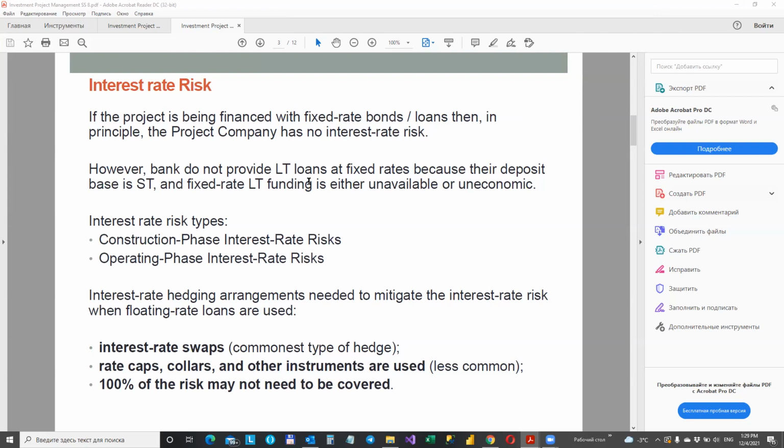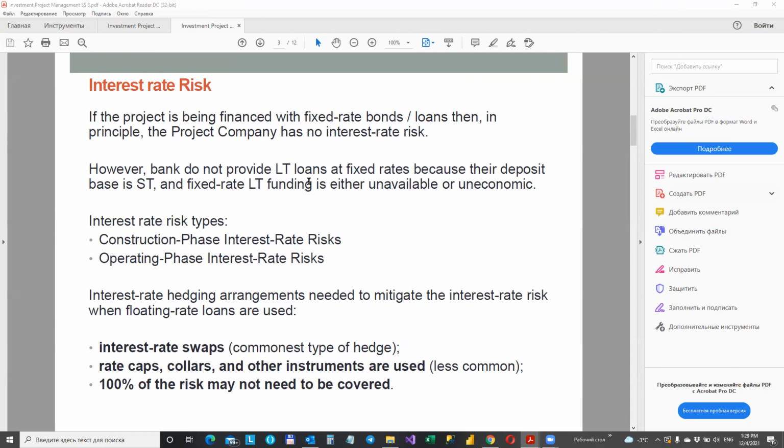And interest rate hedging arrangements, therefore, will probably need to be put in place to mitigate the interest rate risk when floating rate loans are used. The commonest type of hedging used in project finance is interest rate swaps. To a lesser extent, interest rate caps, collars, and other instruments are used. 100% of the risk may not need to be covered. Alternatively, finance may be provided at a fixed rate, typically through a bond, but a number of issues arise in this case. Sponsors may face particular problems with interest rate movements prior to financial close.